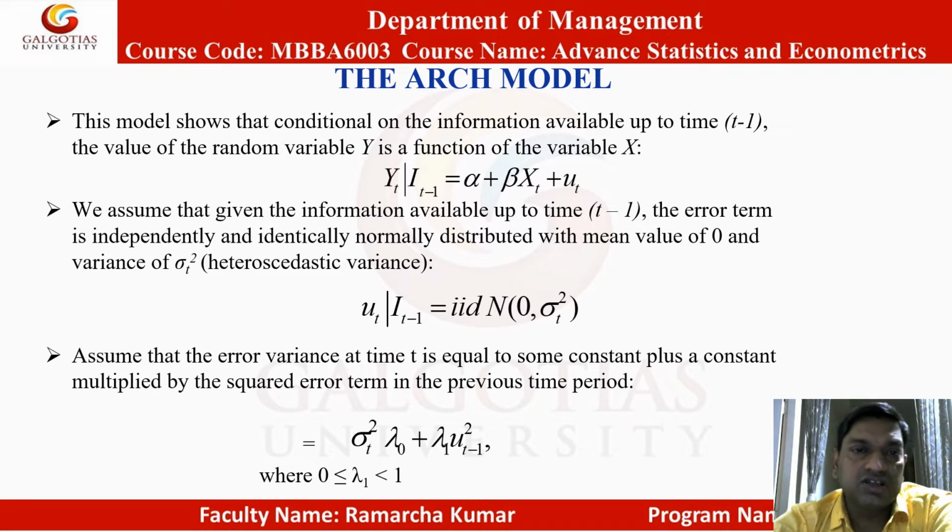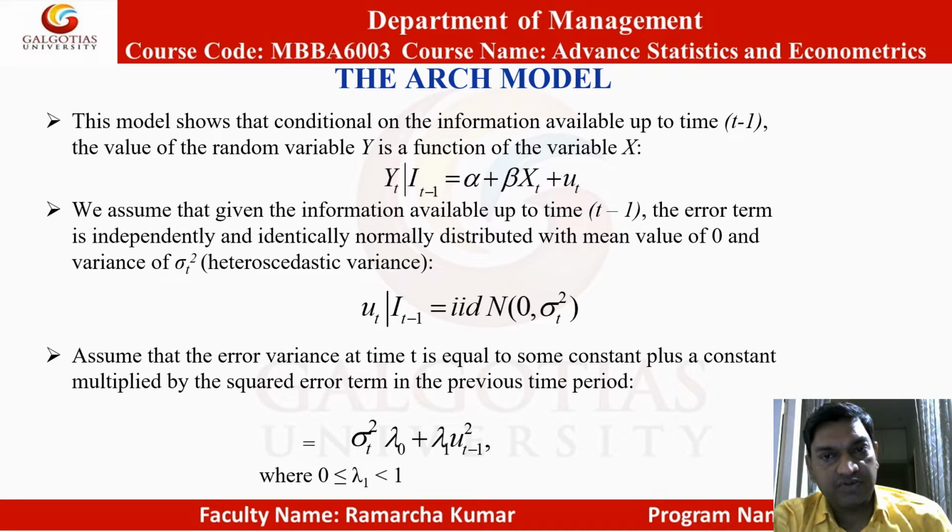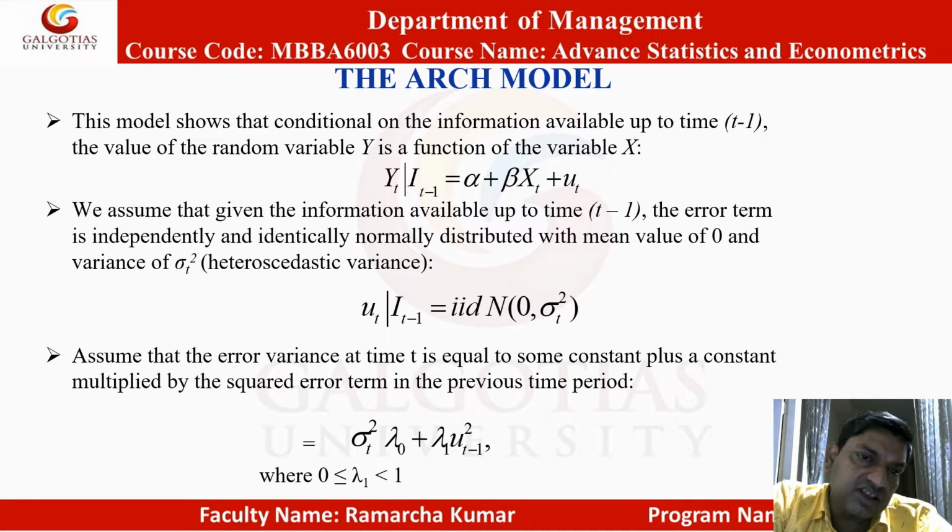ARCH model. This model shows that conditional on the information available up to time period t minus 1, the value of the random variable y is a function of the variable x. That is, y subscript t given information available at time t minus 1, denoted as I, is equal to alpha plus beta times x_t plus u_t. We assume that given the information available up to time t minus 1, the error term is independently and identically normally distributed with mean 0 and variance sigma squared t.